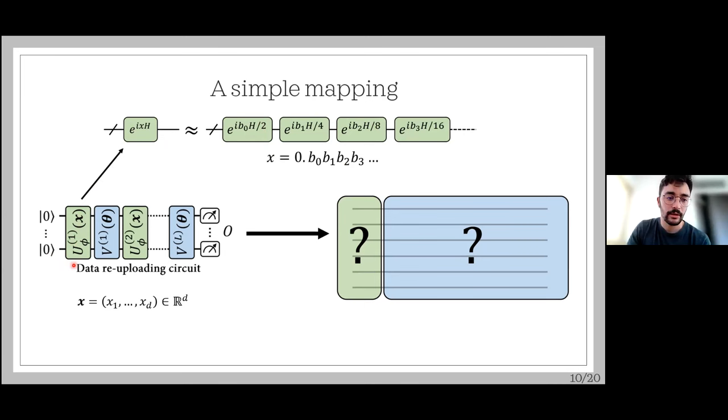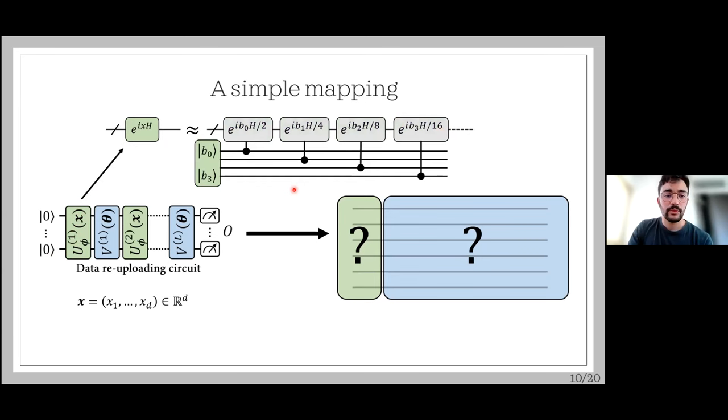And the additional modification that we do is that we don't implement these rotations as is. What we do is the following. We first encode a binary representation of X on extra qubits, to some precision. And then we apply controlled operations that implement these small rotations, which get smaller and smaller the more precision you have. Effectively, this does some approximation again of the original encoding gate. And that's exactly what we're going to use in our mapping.